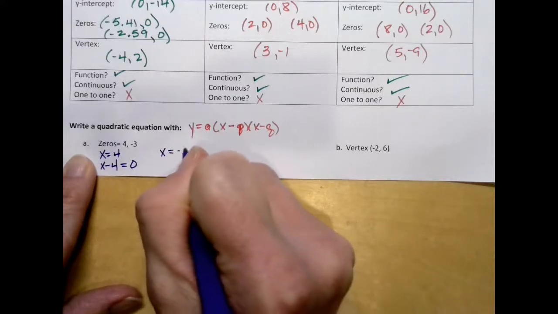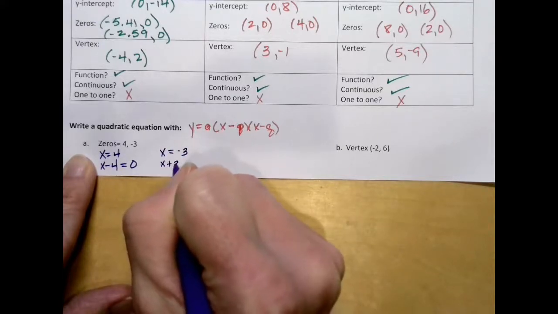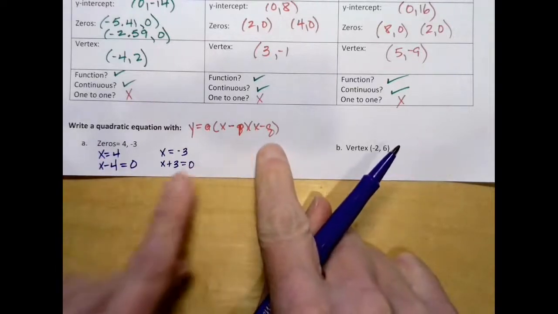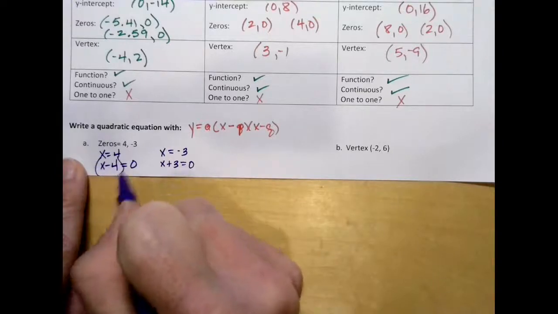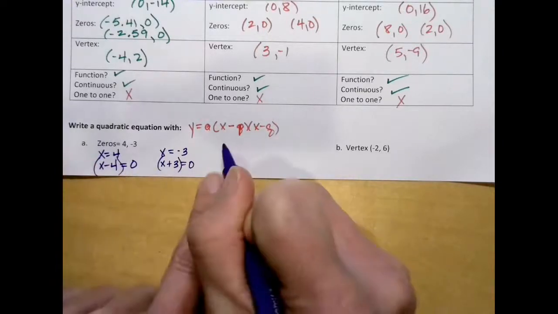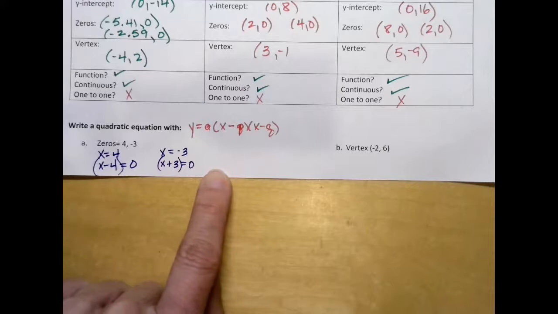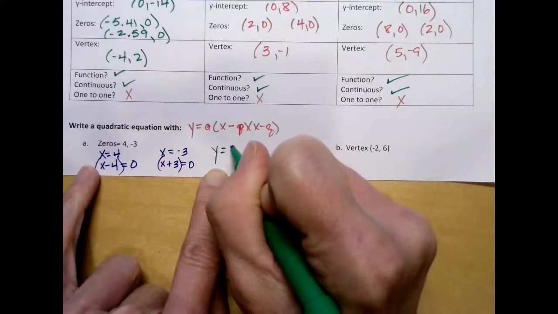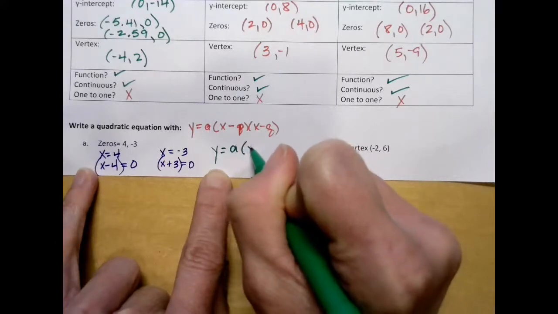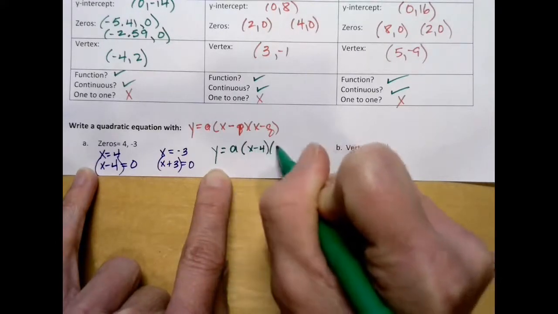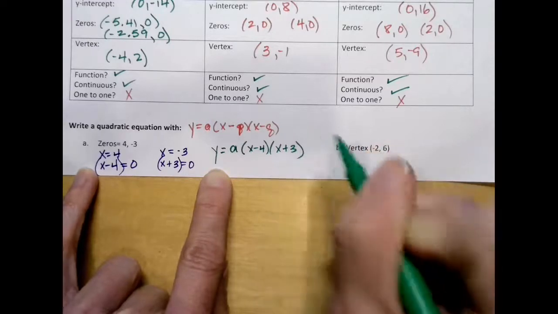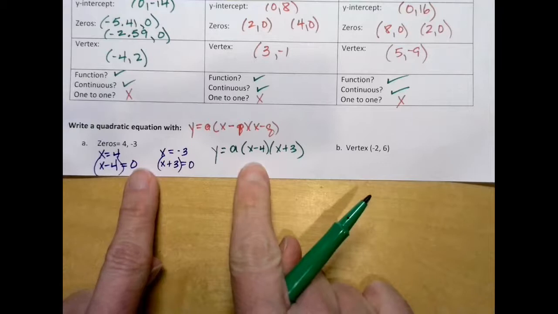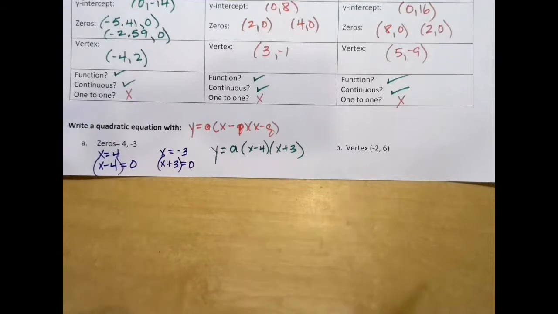If x is equal to negative 3, that means that x plus 3 was equal to 0. So when I go to put these two factors into my equation, I have to remember that this A value might have changed my stretch or compression, so I have to keep that there in case I have a stretch or compression, because all I know is where this graph crosses my x-axis.